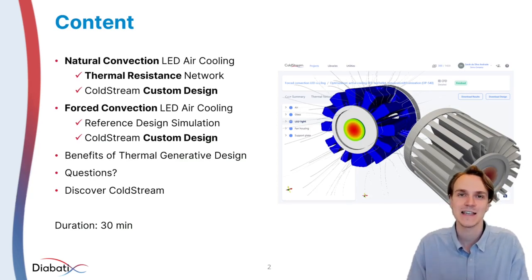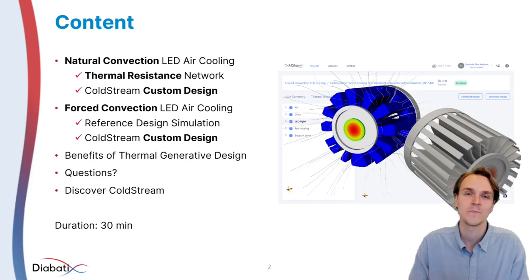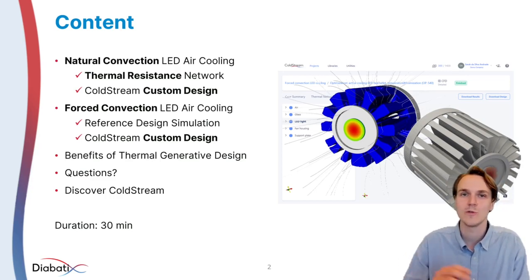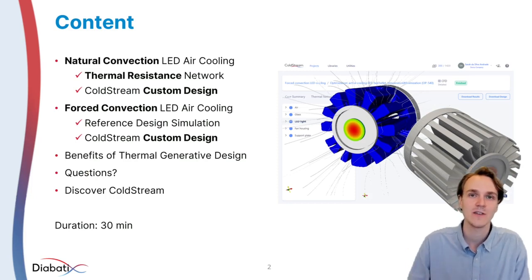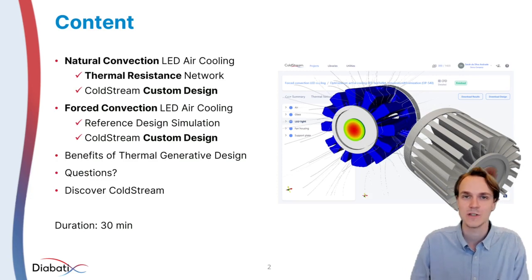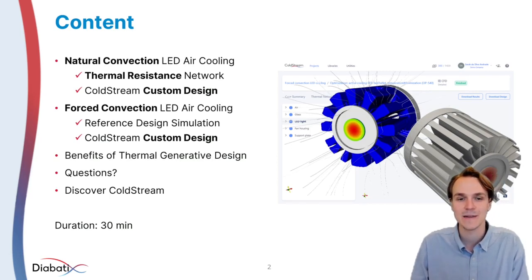And then in the second application that I've prepared for you, it will be a forced convection LED heatsink. There I actually also have a reference design to which I will be comparing our ColdStream redesign to see what kind of performance gains thermally you could achieve if you were to adopt thermal topology optimization to your workflow. Lastly, I'll sum up with the benefits of thermal generative design. We'll have some room for some questions at the end.